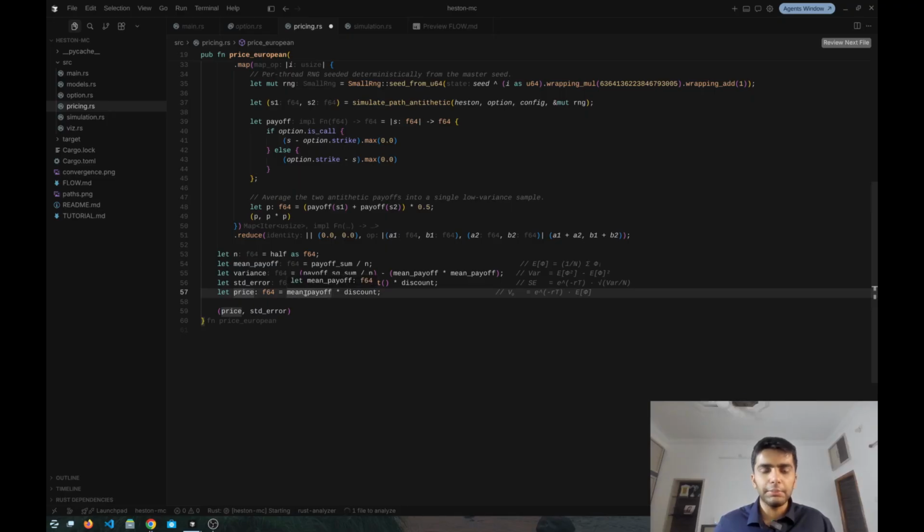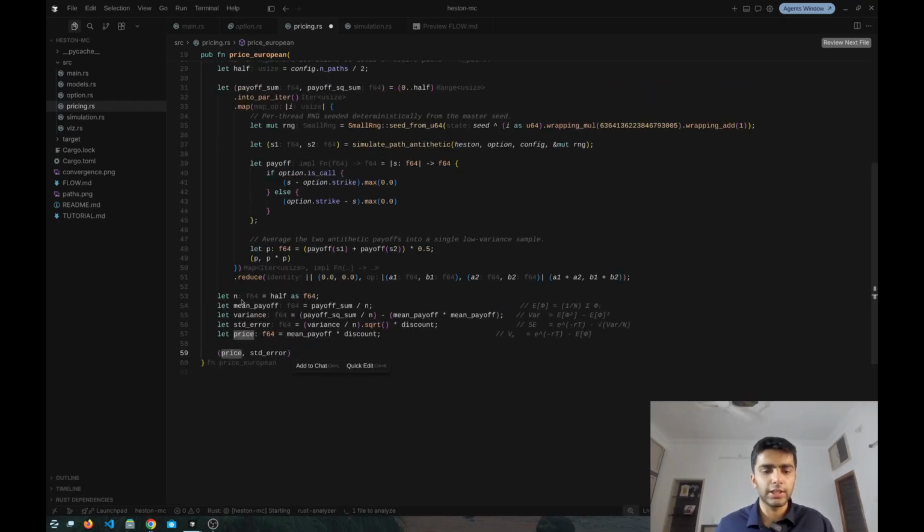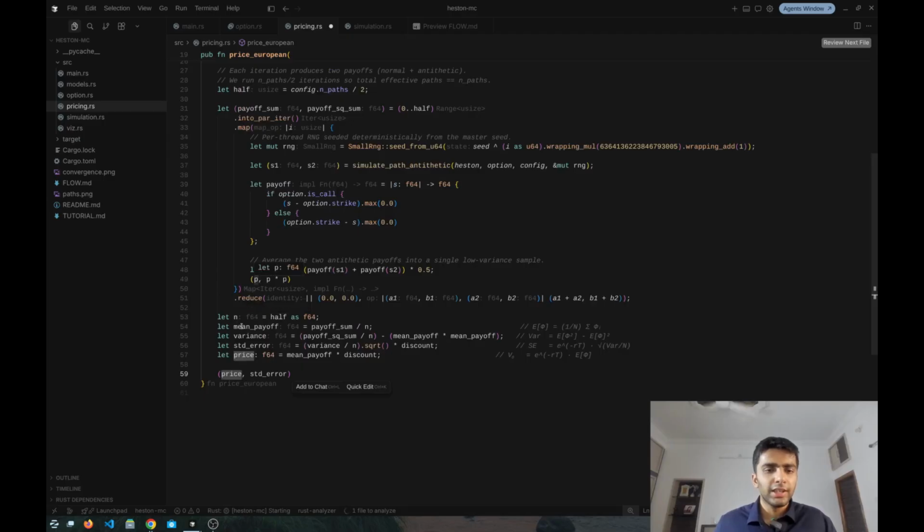Now that we have the mean payoff, we can simply discount it and then we'll get the current price. So that is how the current price is generated, and this is the price that we got when I ran the Monte Carlo simulation at the beginning of this tutorial.